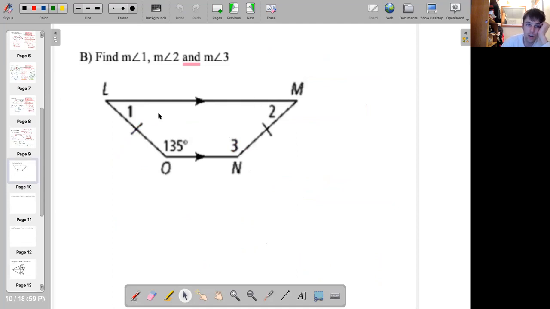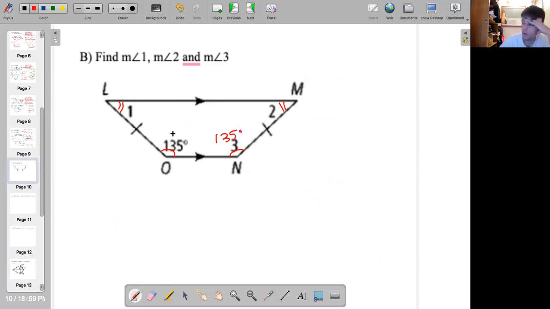Again, we have another trapezoid. This is another isosceles trapezoid. Remember, we know that means that the base angles here are congruent. If they share a base, they're congruent because this is isosceles. That means if this is 135, so is angle 3.